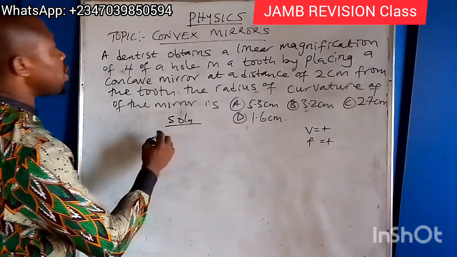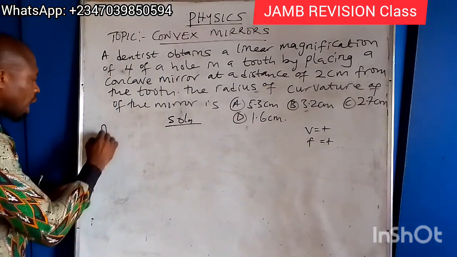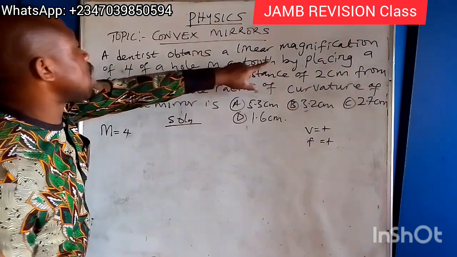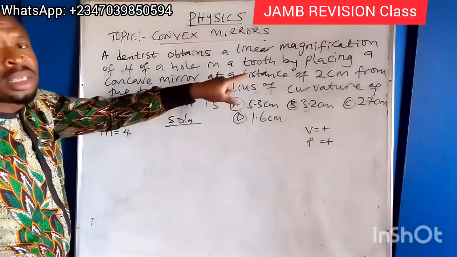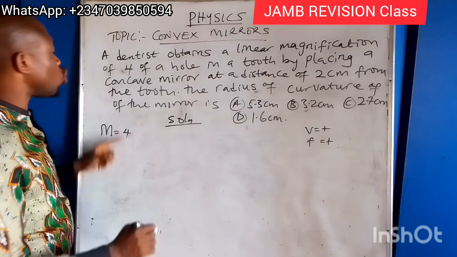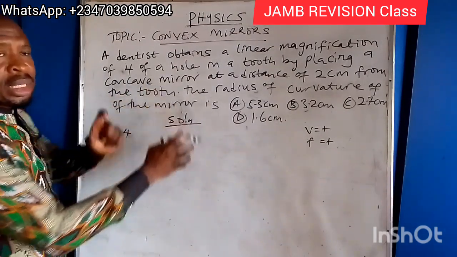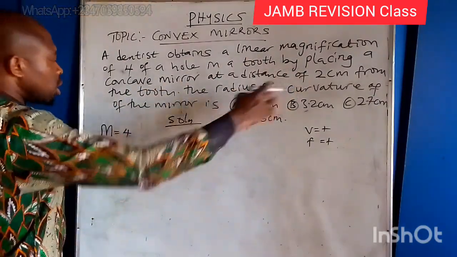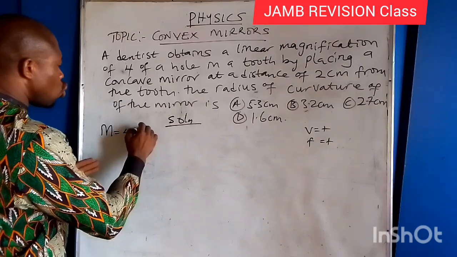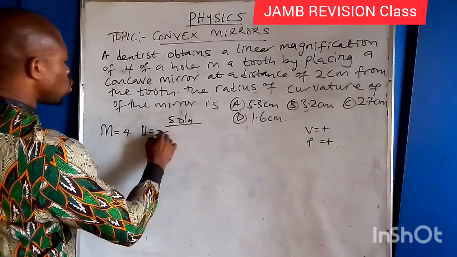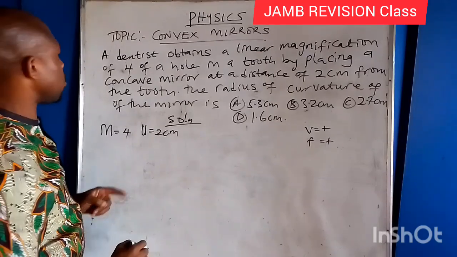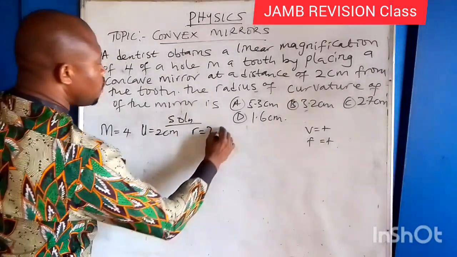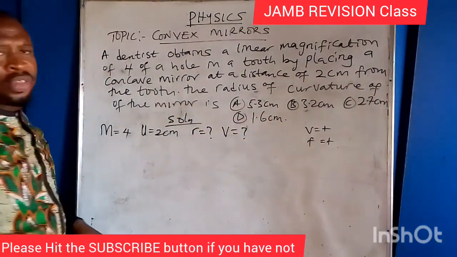Now we have the magnification obtained is 4, by placing a concave mirror at a distance of 2 cm from the tooth. That means the tooth is serving as the object. So the distance between the tooth and the mirror is the object distance. Object distance U is 2 cm. We need the radius of curvature. And of course, V is not given.